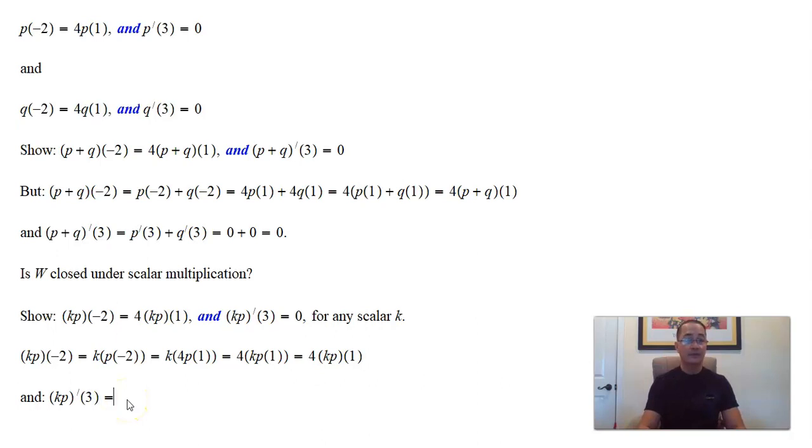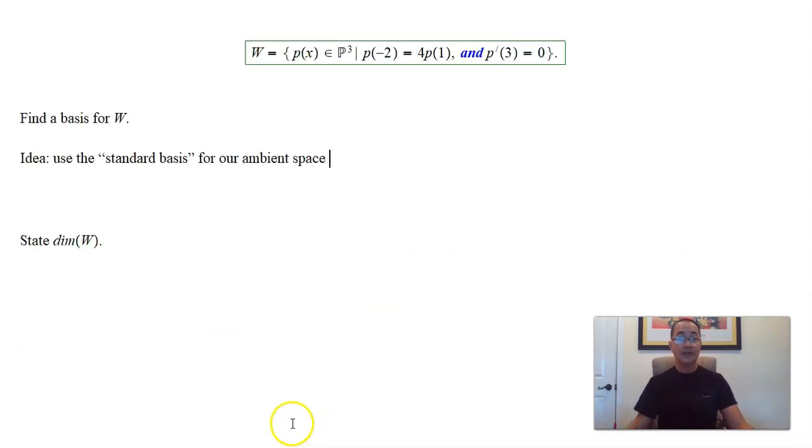And similarly, the second equation can be rewritten, from our rules of derivatives, as K times P prime of 3, which I will copy over here. But do we know something about P prime of 3? Right there, it's 0, and anything times 0 is still 0. So therefore, K times P satisfies the second equation. Okay, so we are ready for the main event. We are going to find a basis for W.